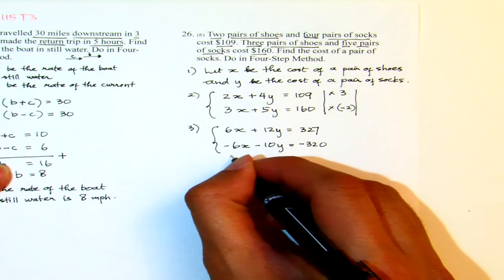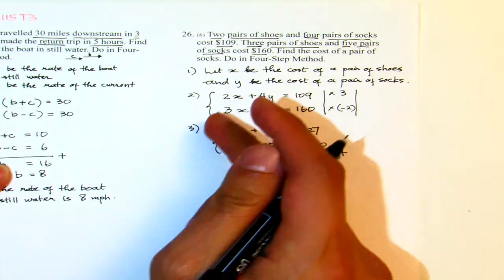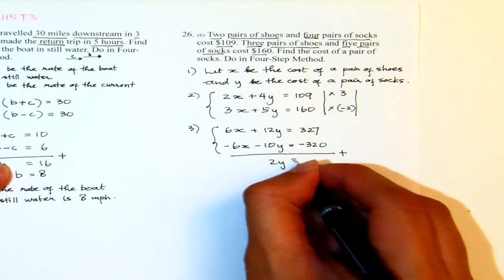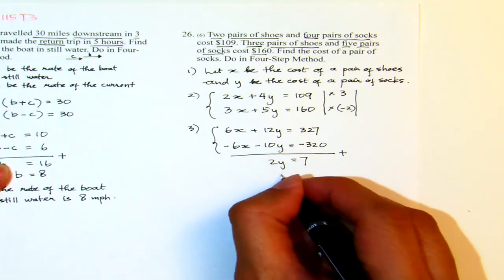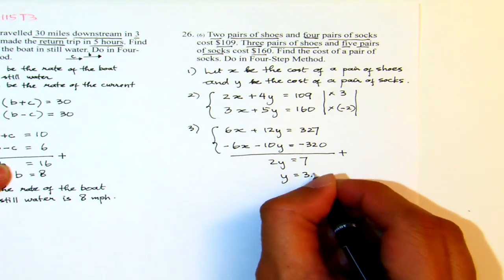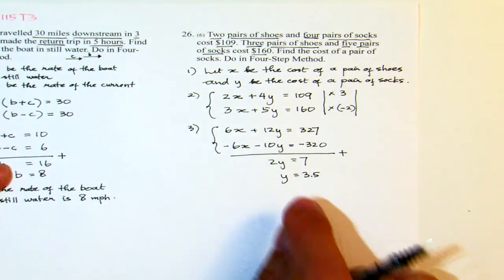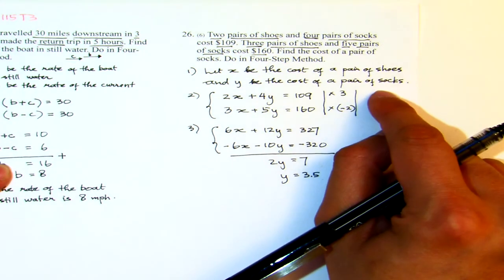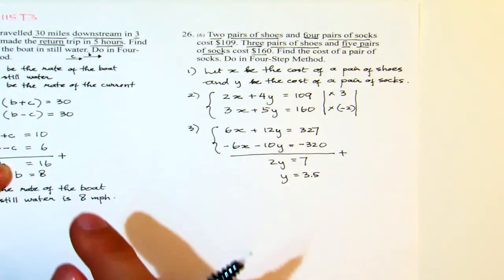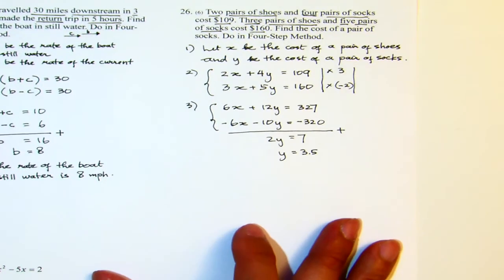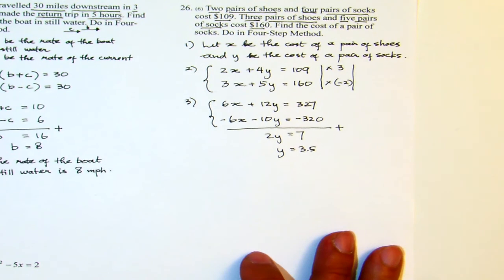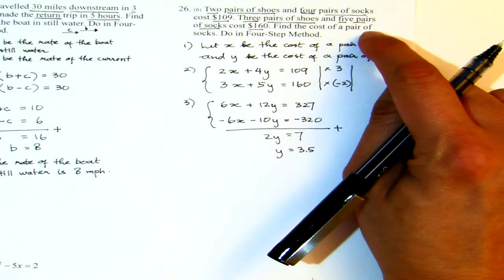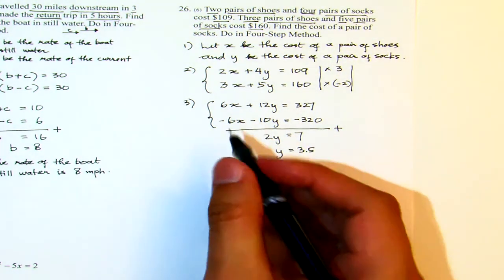Now if I add them as we expect, the x will disappear, and therefore 2y equals 7, y equals 3.5. Now what is y again? y is the cost of a pair of socks, which is the one in question, right? Can we find the x? Yes, we can. Do we need to find the x? No. Because the one in question is only the cost of a pair of socks.